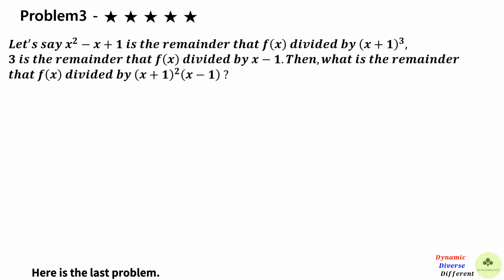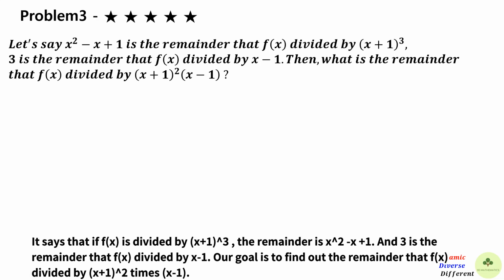Here is the last problem. It says that if function f of x is divided by x plus 1 to the power of 3, the remainder is x squared minus x plus 1. And 3 is the remainder when f of x is divided by x minus 1. Our goal is to find the remainder when f of x is divided by x plus 1 squared times x minus 1.